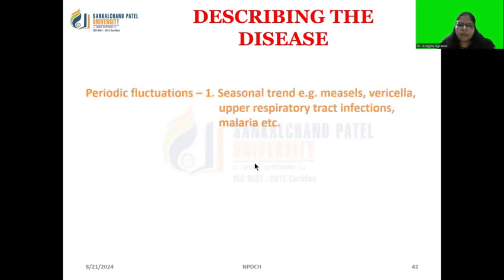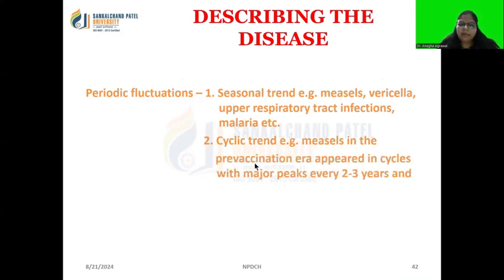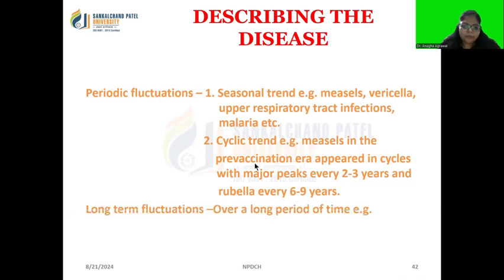Then there are periodic fluctuations, where there are seasonal trends, like in measles, varicella, upper respiratory tract infection. We can see them every winter, or malaria, which we can see in monsoons. Cyclic trends, like measles in the pre-vaccination era, appeared in cycles with major peaks every 2 to 3 years, and rubella every 6 to 9 years. Since we started vaccination, we do not experience the peaks of these diseases now.